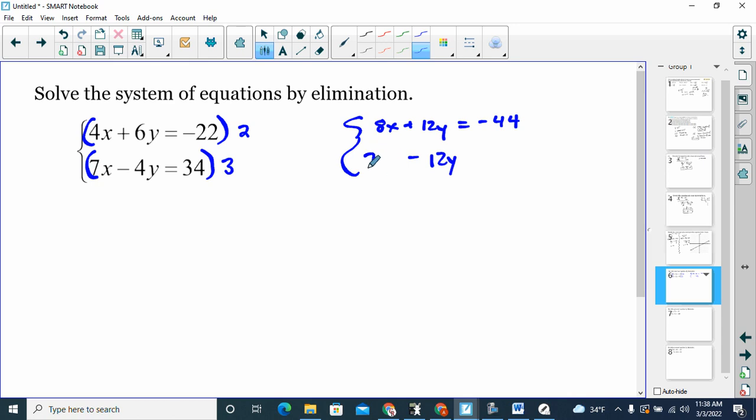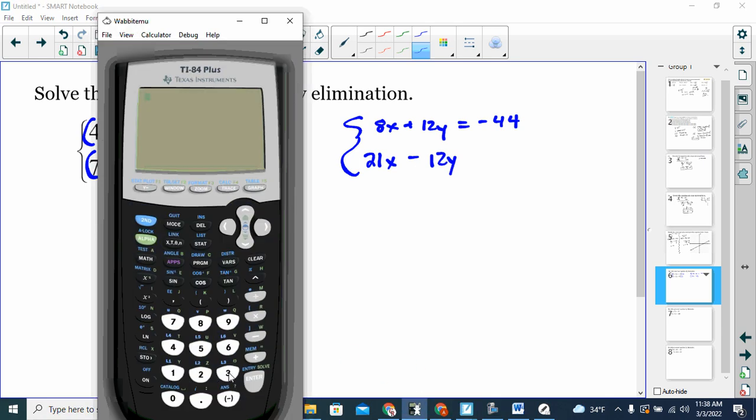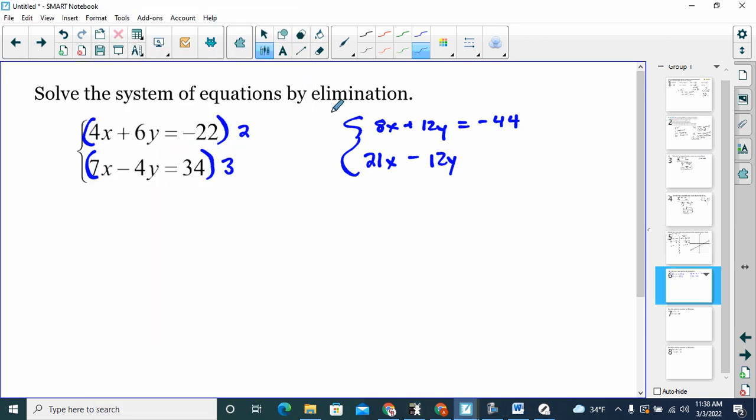7x times 3 is 21x, minus 4y times 3 is indeed minus 12y, and 34 times 3 gives me 102. And now the problem's just like all the other ones where we can cancel these out, add the equations together, and go from there. So notice sometimes instead of just multiplying one equation, we're going to multiply both equations, and we are allowed to multiply them by different things.